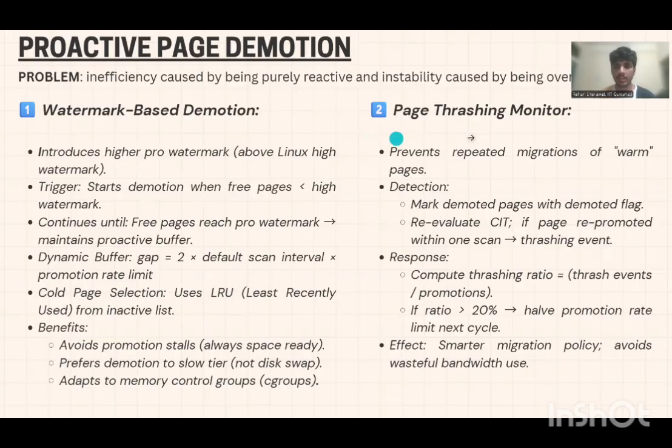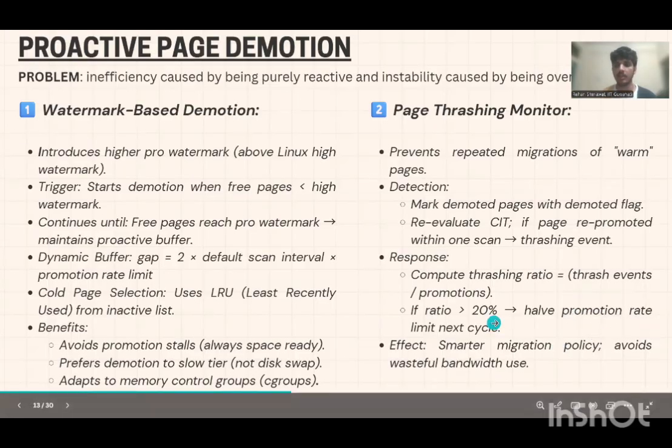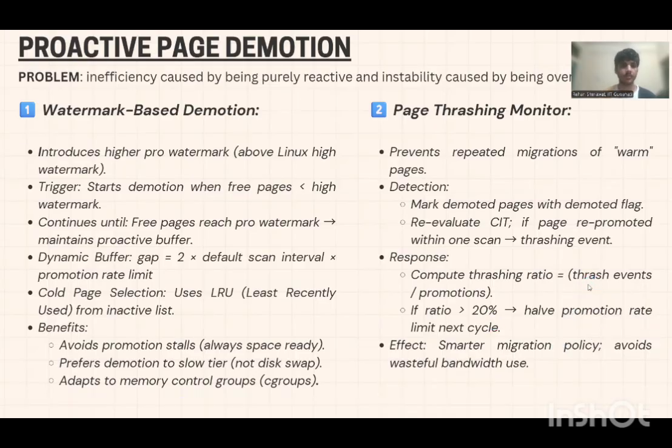Second is the problem of thrashing. Thrashing means a page that has just been evacuated wants to re-enter the faster memory. When it was demoted, we will detect it using a demotion flag. And in the next iteration, when we calculate CIT values, if we find that the page is re-promoted, then this is a thrashing event, which will be identified using this demoted flag. So the response will be that we calculate a thrashing ratio. That is how many thrash events happen in all these promotions. If this ratio is greater than 20%, that means there's a problem of thrashing, and we have to counter it by reducing our promotion rate in the next cycle, which will be reduced by half.